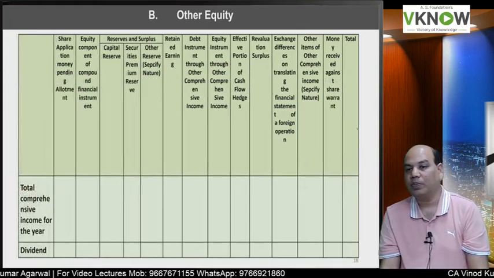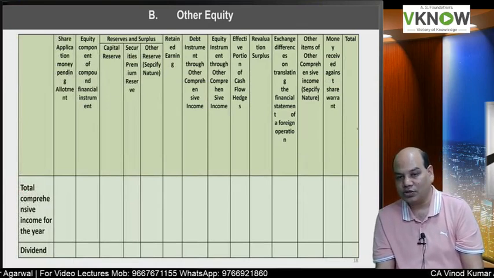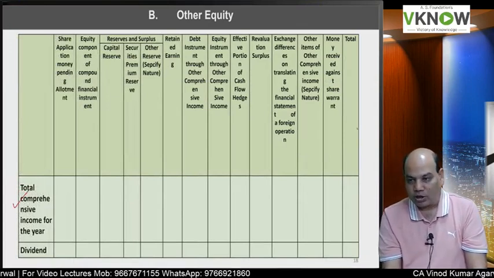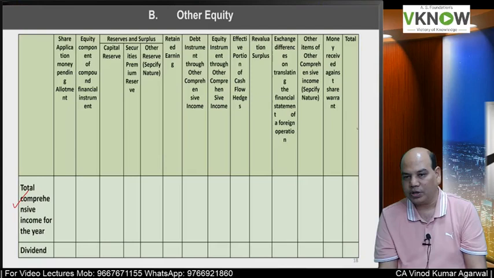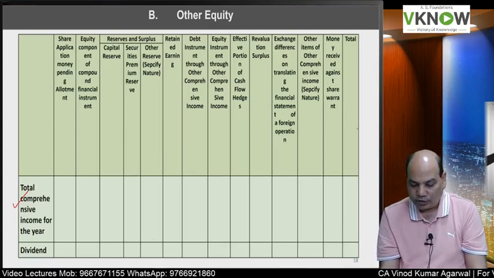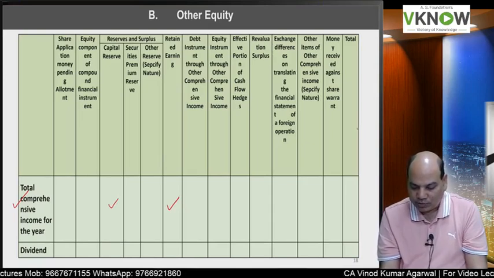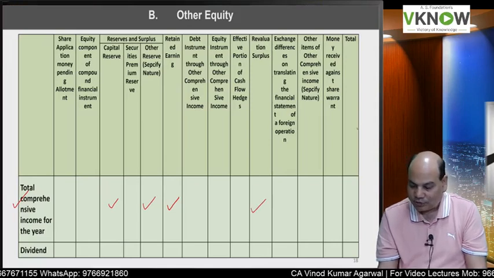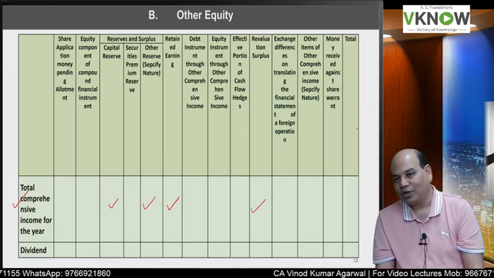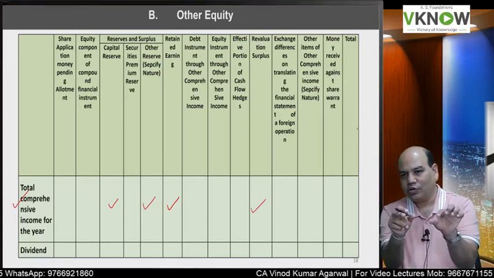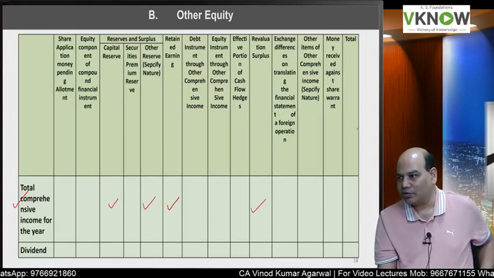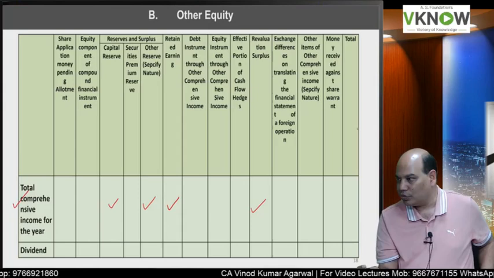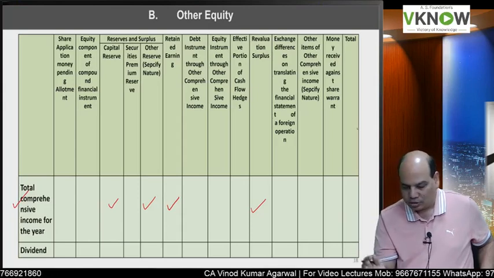And then you will prepare a P&L account, which we did discuss just now. From P&L account, you will transfer the total comprehensive income. Profit will be added to profit. Capital reserve will be added to capital reserve. General reserve will be added to general reserve. Revaluation reserve will be added to revaluation reserve. So whatever you have written in that total comprehensive income, column by column you will add in that particular column.